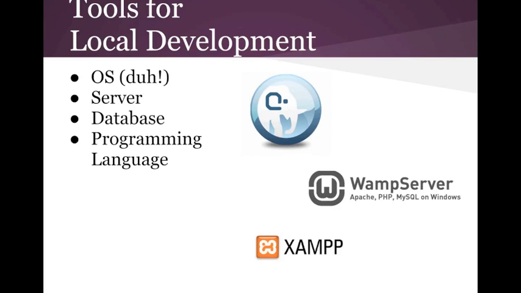MAMP stands for Mac, Apache, MySQL, and PHP, the tools we just talked about. WAMP is Windows, Apache, PHP, and MySQL. I mean, it's all the same stuff. XAMPP is still Windows, and then MySQL, PHP, Apache. So they all kind of do the same stuff, but they handle everything.